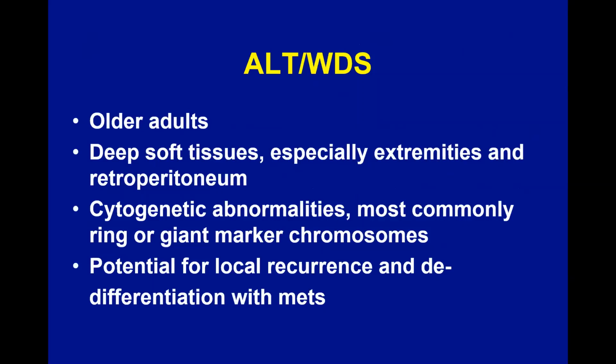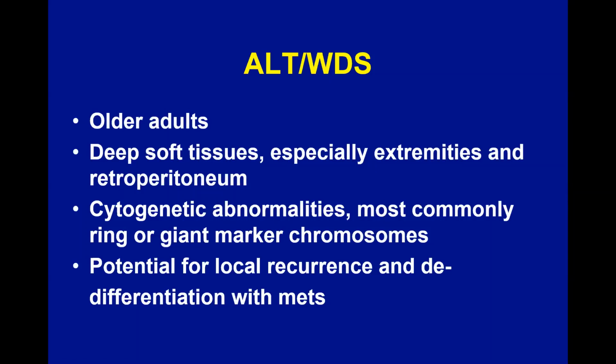We're going to talk about atypical lipomatous tumor, ALT, and well-differentiated liposarcoma, WDL. We're going to talk a little bit about this tumor, the spectrum of this tumor, how we establish the diagnosis and how molecular testing has changed the way we establish this diagnosis. First of all, we know that the vast majority of examples of ALT occur in older adults. Most commonly deep soft tissues, especially extremities and central locations like the retroperitoneum and mediastinum.